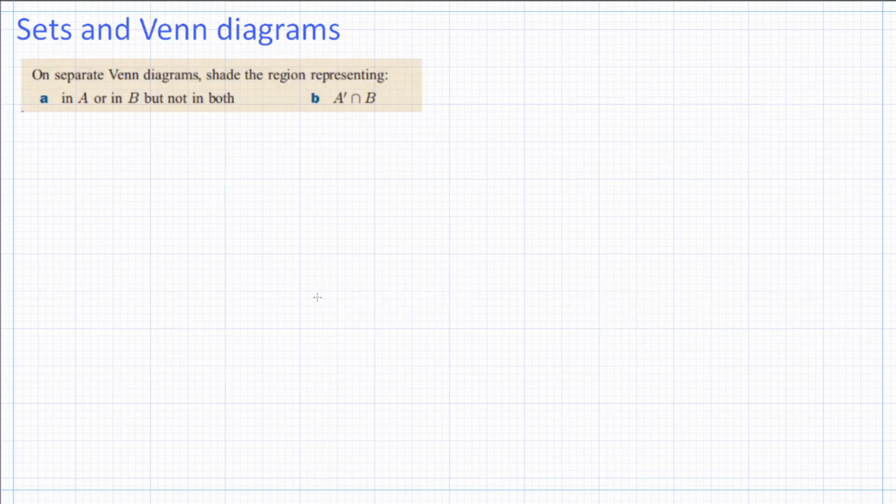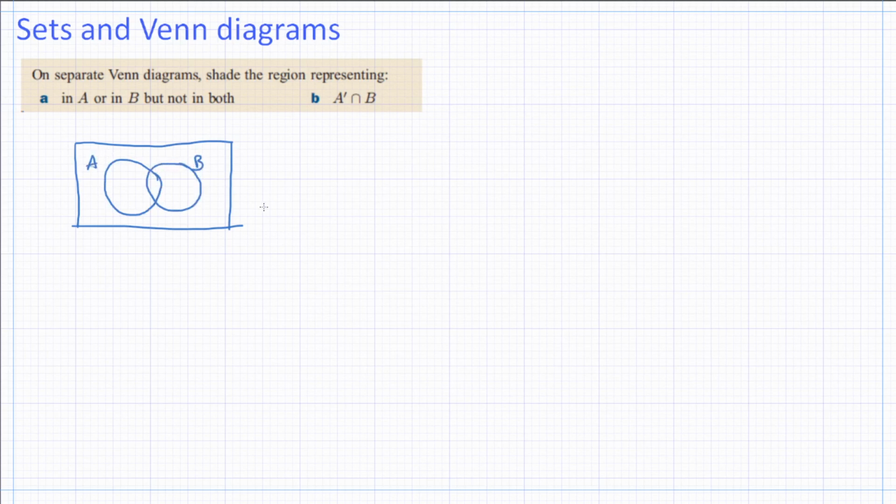So let's take a look at some examples now. So on a separate Venn diagram, shade the region representing. This is just like the questions that you would find on the IGCSE. Now in A or in B, but not in both. So in A or in B, but not in both. Now what would be in A?